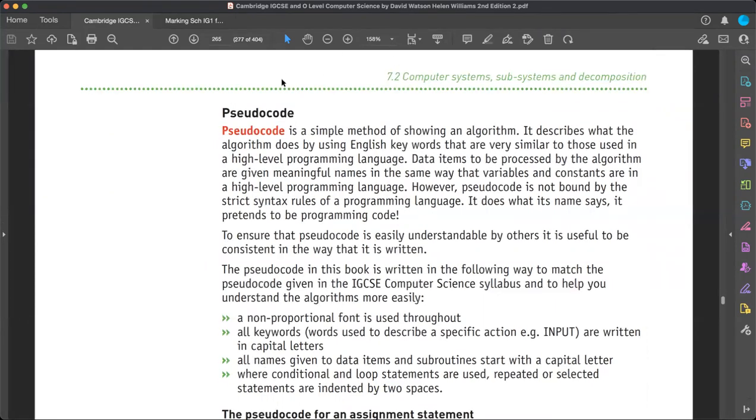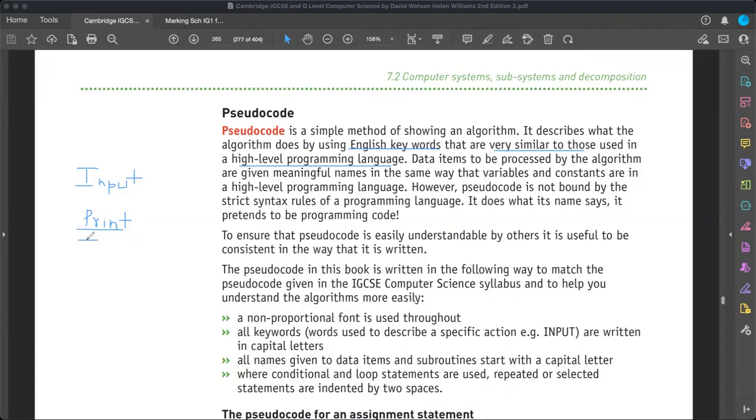What are pseudocodes? Pseudocodes are English-type words. They are English keywords, very similar to those used in a high-level language. Like I told you, input. Input is an English word, but it is used in programming to input data. Like print. Print is also an English word, but in programming it is used for screen output.